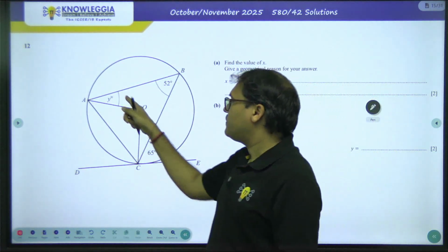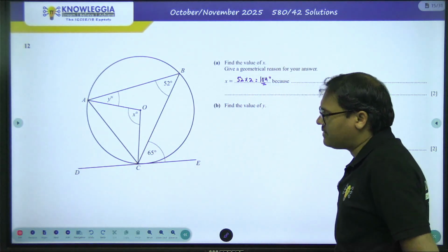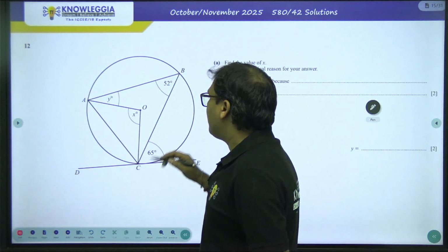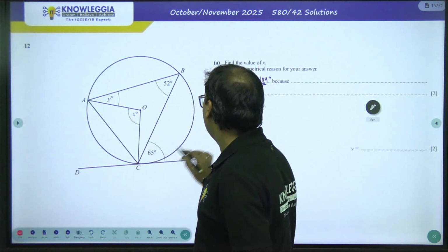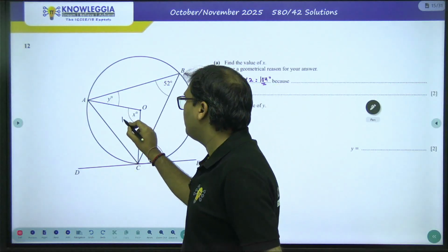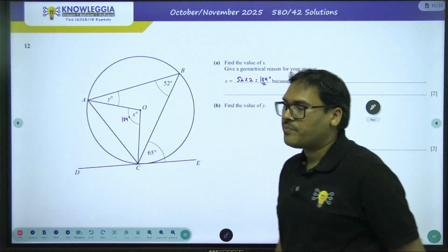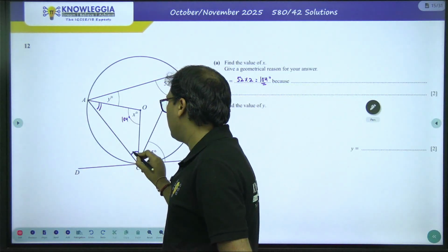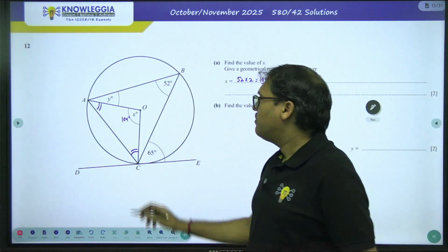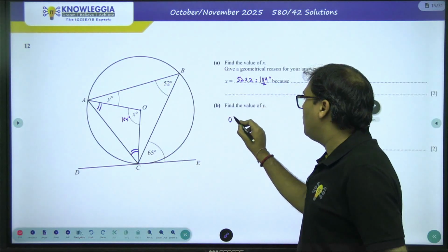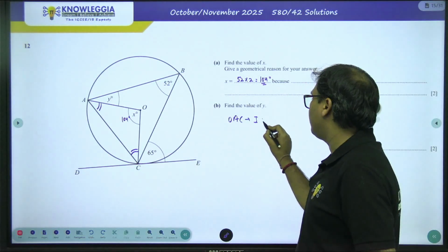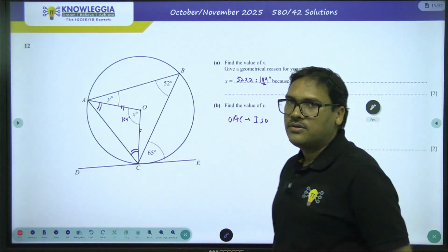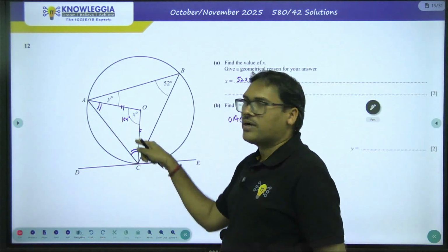Find the value of y. You have to find this value of y. So now let's see how you will find y. So first thing is, you can see we have got this value. So what is this value? This is 104 degrees, correct? Now if this is 104 degrees, I can easily find these two angles, because these two angles are equal. Why are they equal? Because OAC is an isosceles triangle. Why? Because this side is equal to this side, radius, right?